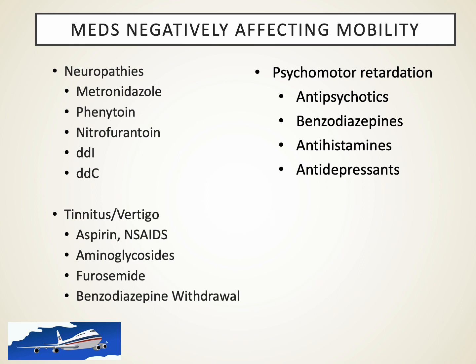Other things that can affect patients' mobility are drugs that produce neuropathies, drugs that cause vertigo or risk for vertigo, drugs that are otherwise sedating to people, and so they are less likely to get up and move around because they just feel very sedated.